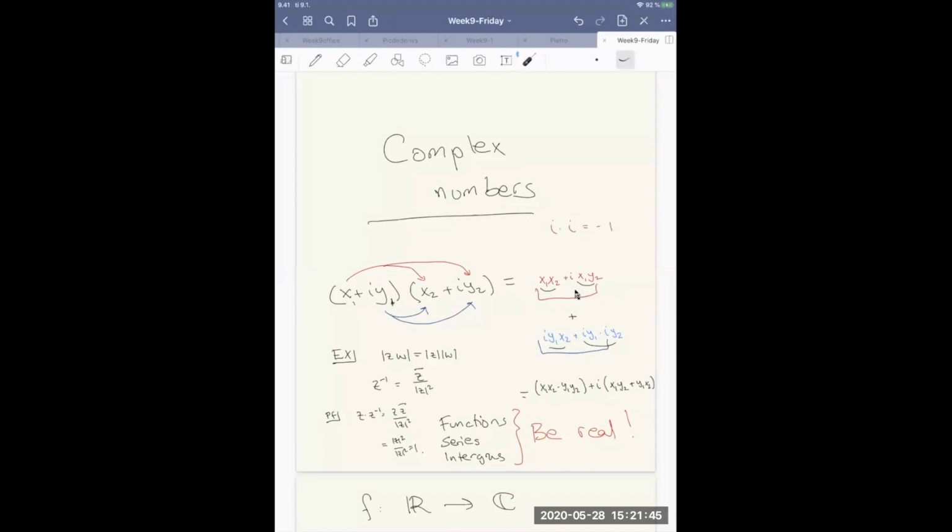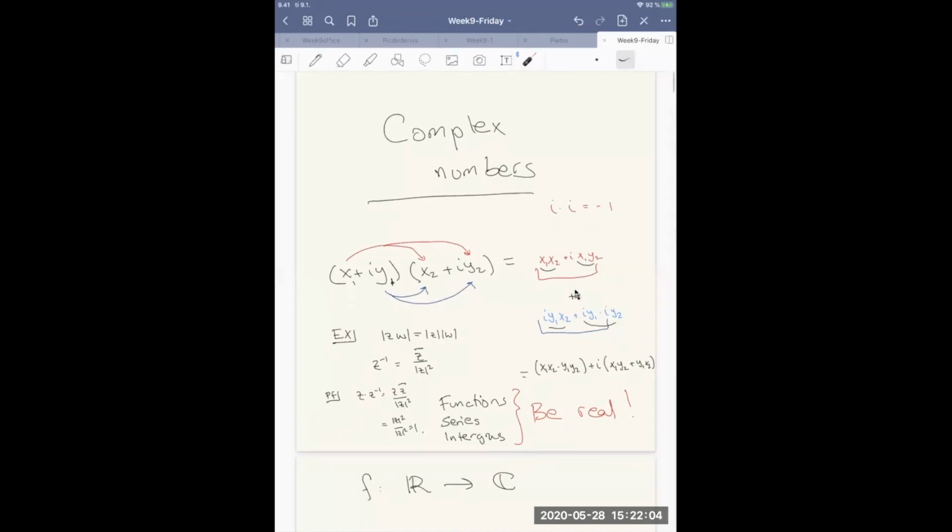So what I want to now talk about is functions, series, and integrals of real numbers, and I want to extend them to complex numbers, but in a fairly direct way. And the way to memorize it is: be real. All of these things will be defined by first reducing to real things.